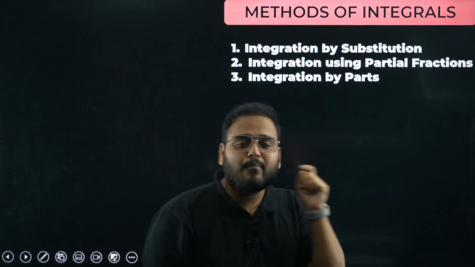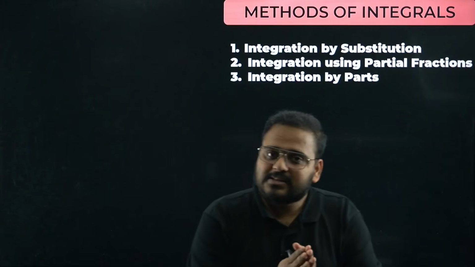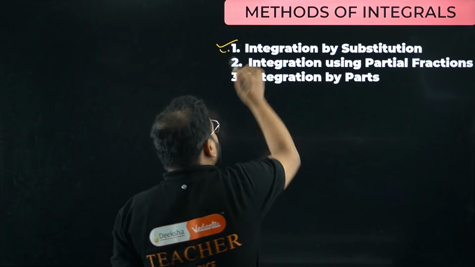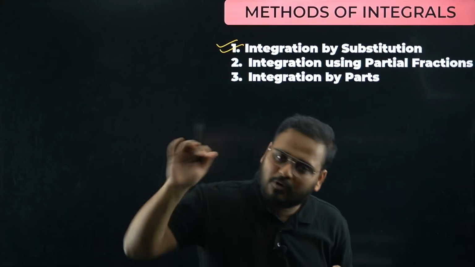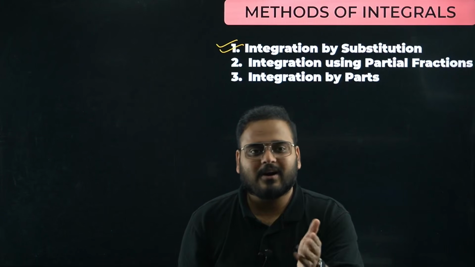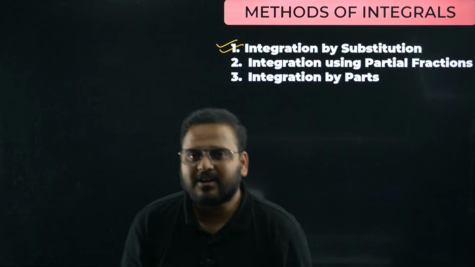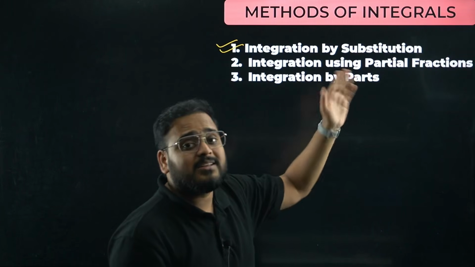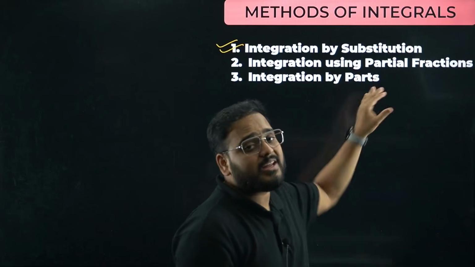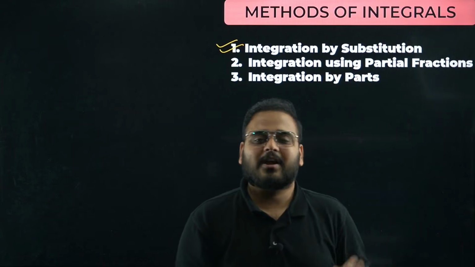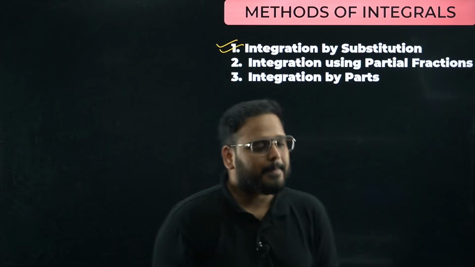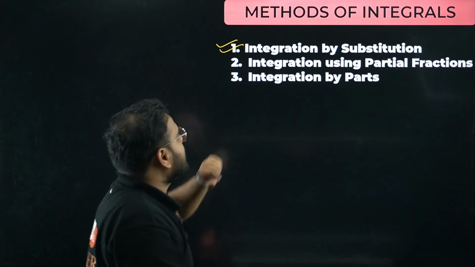Methods of integration, MOI. We have 3 methods, but the most important method will be method number 1, integration by substitution. Why is it important? Because throughout your calculus, substitution keeps coming back and forth. You'll have it in differentiation, in limits, and in definite integrals also. That's why substitution is very important. It makes our calculation and our whole problem easier.